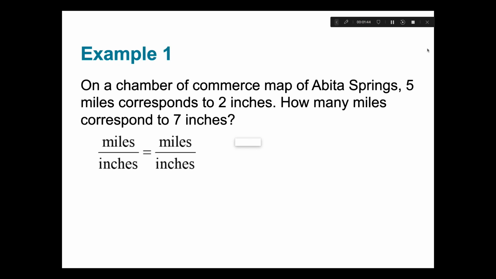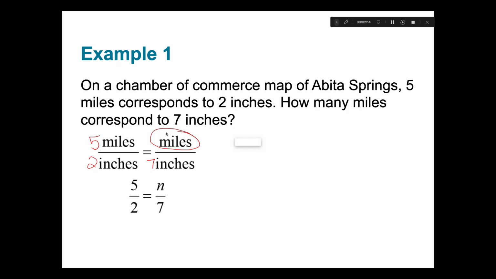5 miles, so we can put that on top. 5 miles is equal to how many inches? 2. We also know from our problem that we are trying to find out how many miles 7 inches equal. So we have 7 inches there. That leaves us with this value here that we are looking for.